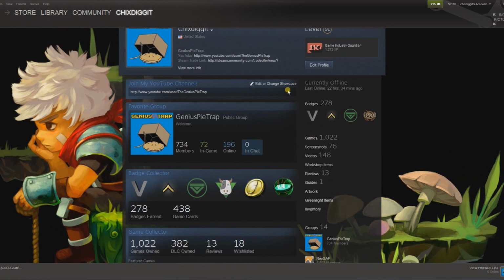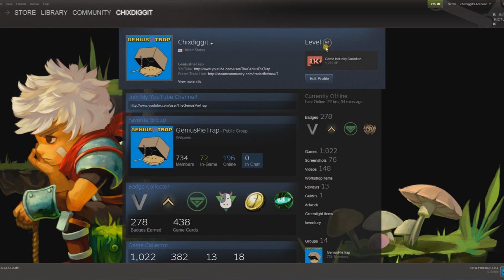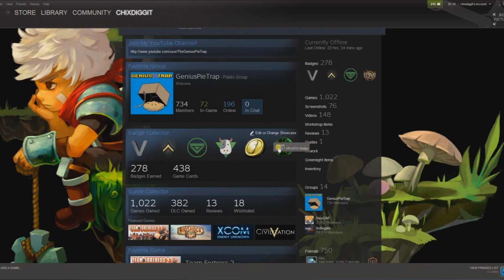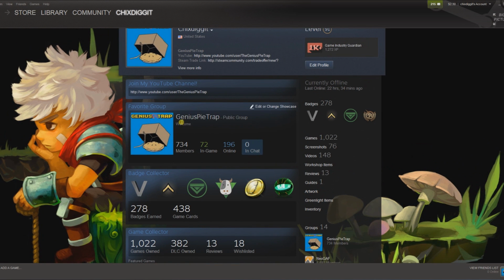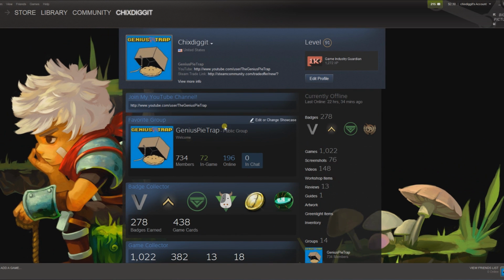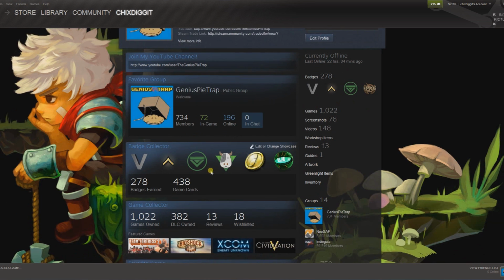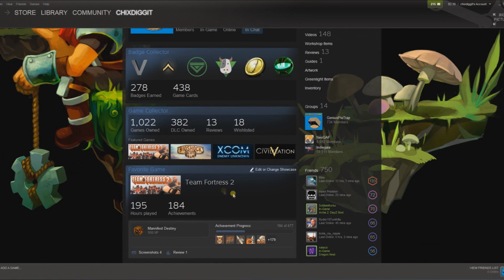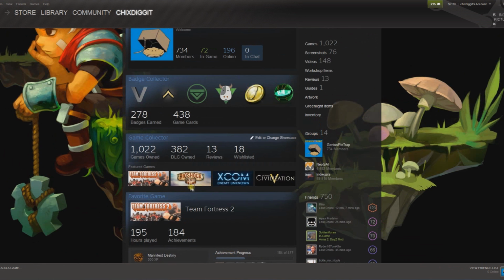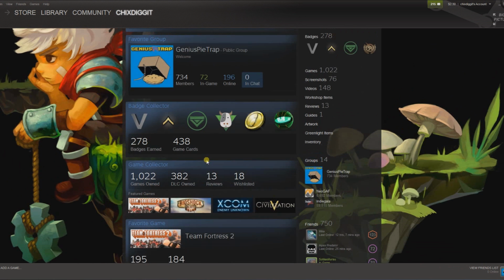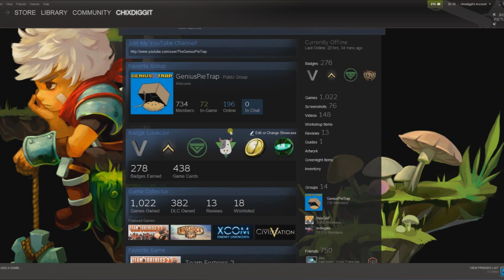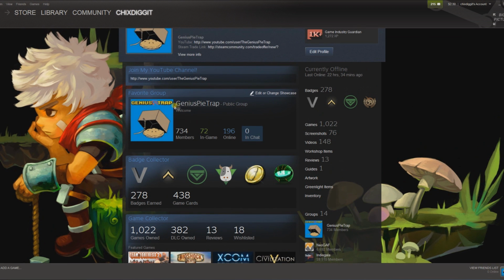Bonus number 2. For every 10 levels, so 10, 20, 30, you get to add a showcase to your profile. Here's my profile, and I have these showcases, like my favorite game, and stuff about my games. I'm a badge collector, showing some badges, and all this stuff is editable. My favorite group, of course, Genius Pie Trap. Join it. We have 734 members. Good stuff. We give away games every day.